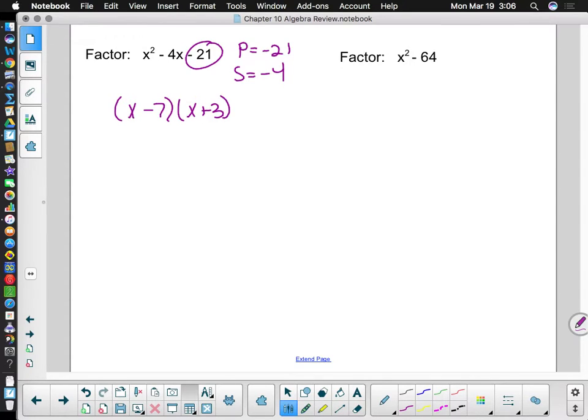X squared minus 64. You're saying, well, wait a minute. My product is negative 64, but what's my sum? I don't have a term there. You're right, we don't, so the sum is 0. So I need two numbers that multiply to give me negative 64 and add to give me 0. They must be the same number, positive and negative, to have a 0 sum. So that must be 8 and negative 8.